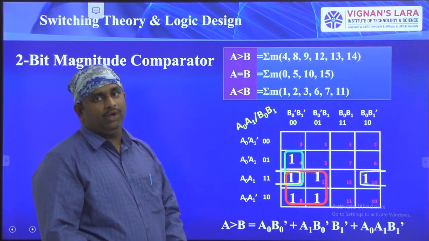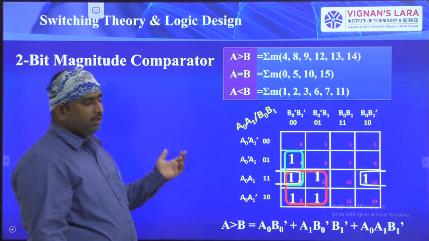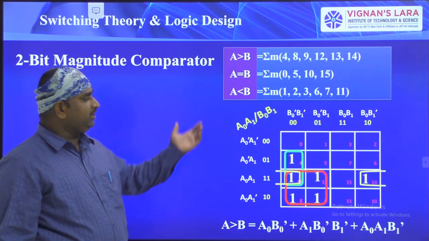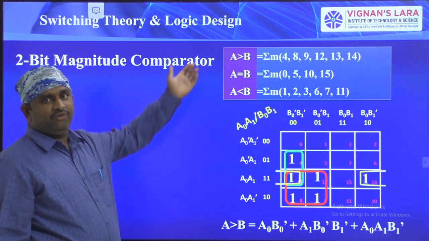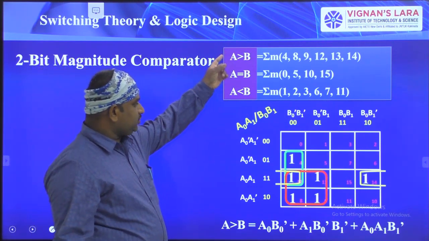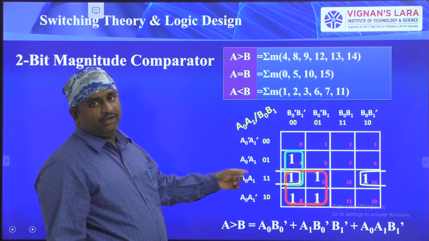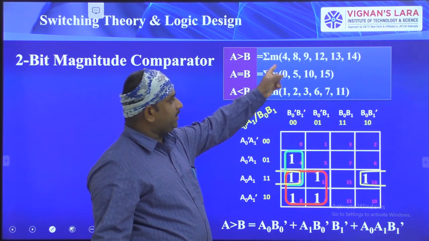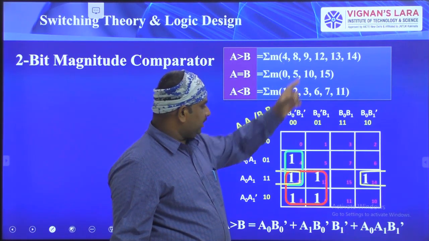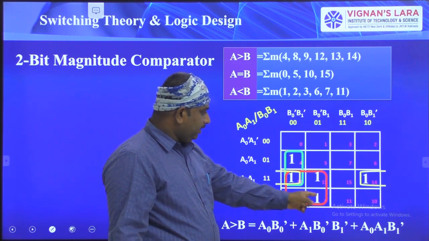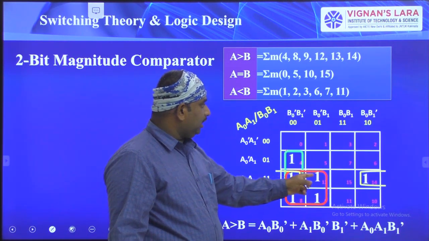Next, coming to here, we have to simplify these three equations. So the first equation is A greater than B. Now I have drawn the Karnaugh map for A greater than B. So for A greater than B, 4, 8, 9, 12, 13, 14.